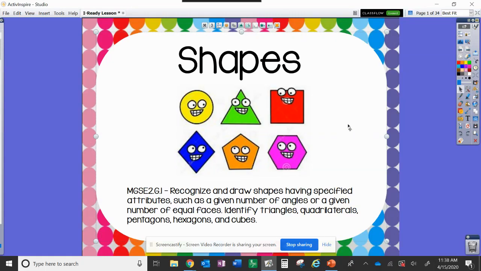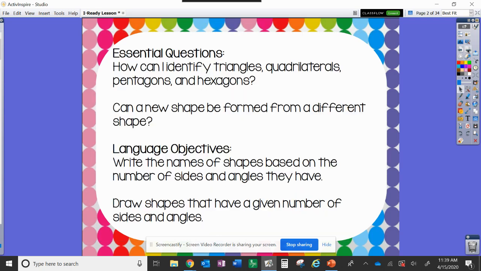Hi, boys and girls. We are going to start our next unit in math about shapes. You can see our standard is to recognize and draw shapes having specific attributes such as the number of angles and the number of sides. We'll talk about identifying triangles, quadrilaterals, pentagons, hexagons, and cubes.